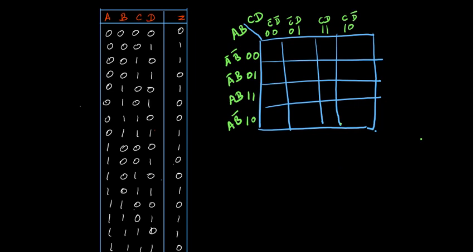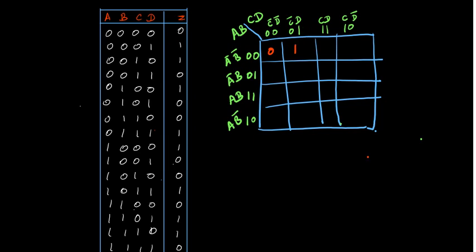We are going to fill for Z. What is the Z value? If you look at the Z value, for A 0, B 0, C 0, D 0, Z is 0. So here I can fill with 0. Similarly, when A is 0, B is 0, C is 0, D is 1, then what about the output Z? It is 1. So where does it fit? It will be fitting here. A 0, B 0, then C is 0, D is 1, so it is 1 here.